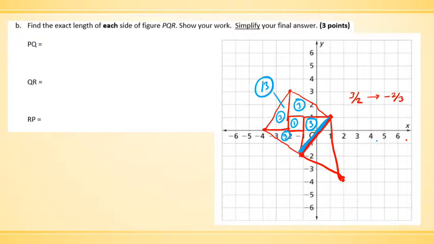So again, just to remember the letters, this is P, this is Q, and this is R. So the length PR, or RP over here, is the square root of 13. I'm also going to find PQ. So from P to Q, I see that this has a slope of -2, down 2 over 3.